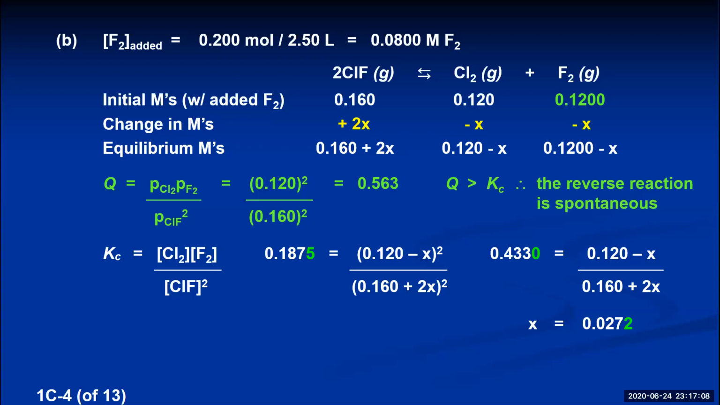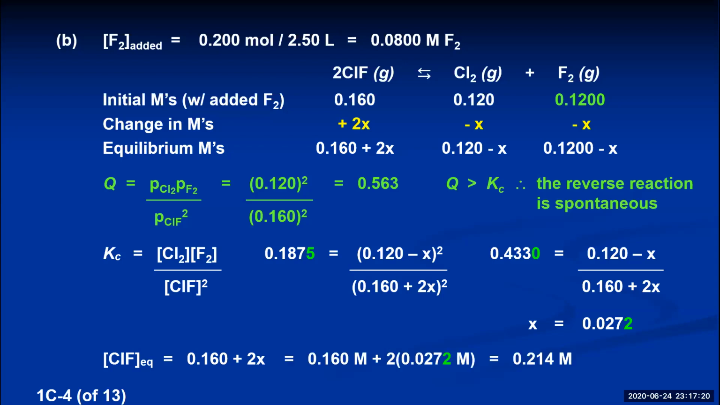The question asked, what is the new equilibrium concentration of ClF? In our ICE table, underneath the ClF, it says its equilibrium concentration is 0.160 plus 2x, so all we have to do is add to that the 2 multiplied by 0.0272 molar, and the final equilibrium concentration of ClF should be 0.214 molar.